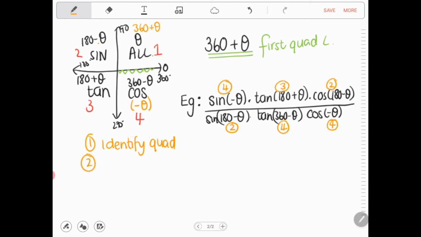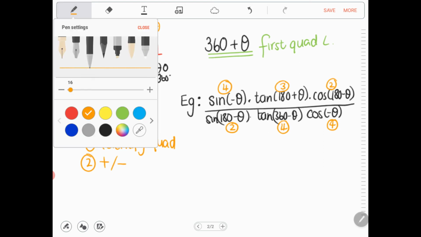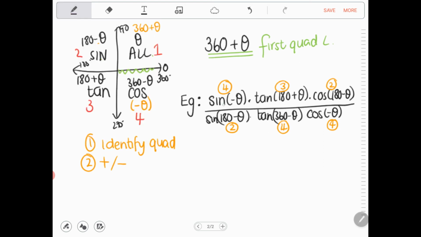And then we decide, is it positive or negative? So let's see. Sine in the fourth quadrant is negative. So we write negative sine and we reduce it to theta. Tan in the third, that's positive. So you can write the positive sign, but you don't need to. And we reduce it to positive tan of theta. Remember, we always reduce it to this theta, this acute angle here.